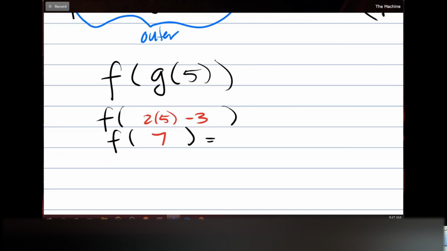Well, isn't the f function an input minus 1? Oh, right. What's the input? 7. The input 7. Final answer? 6. Okay. Notice this 7 is just an in-between link. The 7 doesn't wind up in the final answer. 7 is just an in-between link.